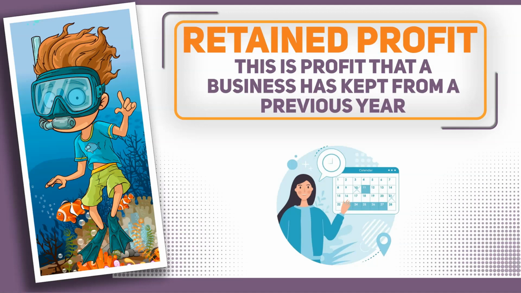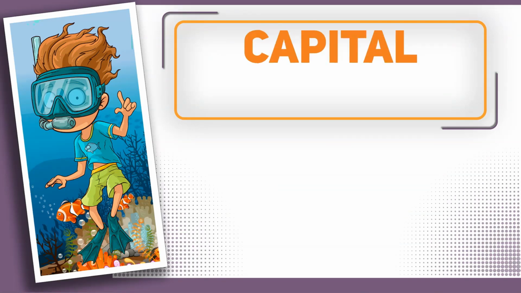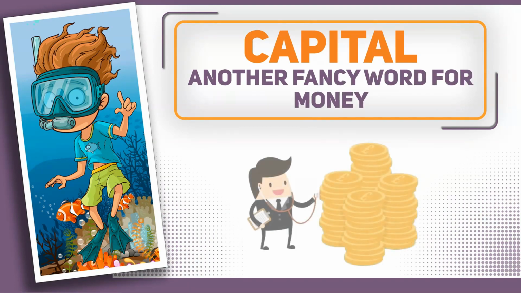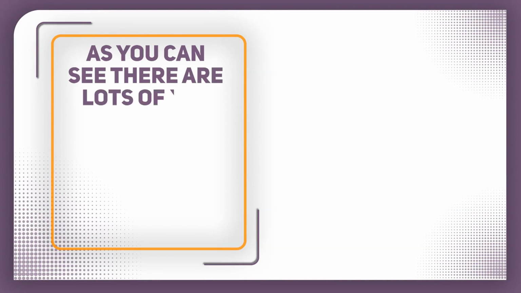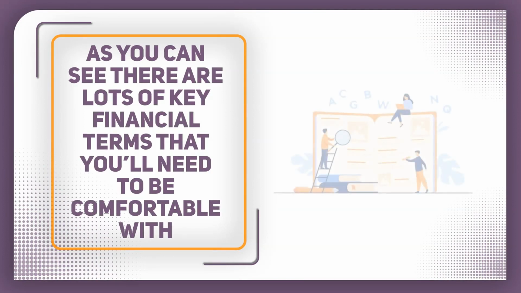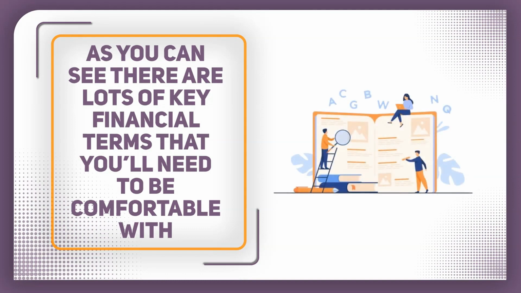Finally, the one that sometimes confuses students is just good old capital. Don't let this confuse you. This is just another fancy word for money. Owner's capital, owner's money, investor's capital, investor's money. And well, that's it. As you can see, there's lots of key financial terms that Josh needs to be aware of to run his business, and that you'll need to be comfortable with for your exam.